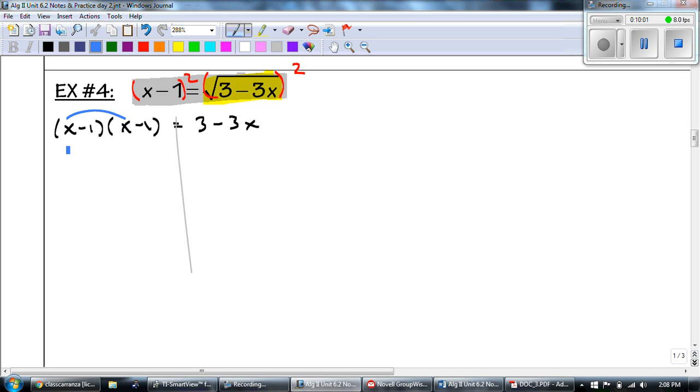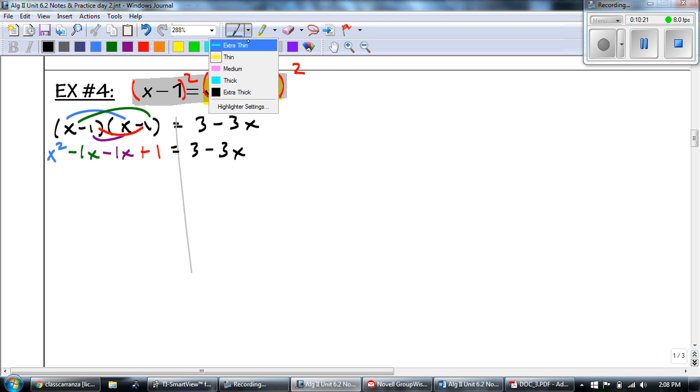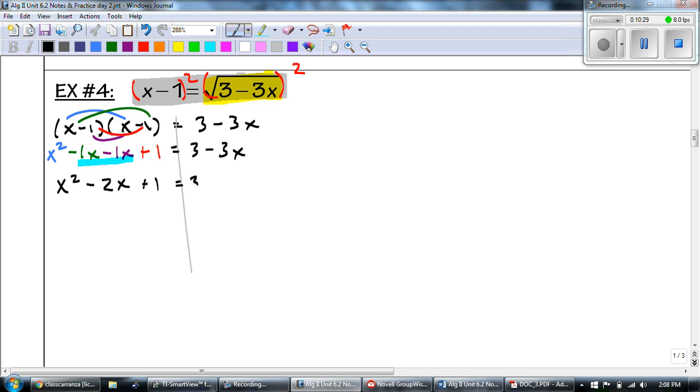On the left side, we start distributing. We get x squared minus 1x minus 1x plus 1 equals 3 minus 3x. We're going to combine our like terms over here. Remember, those don't cancel. So we get x squared minus 2x plus 1 equals 3 minus 3x.